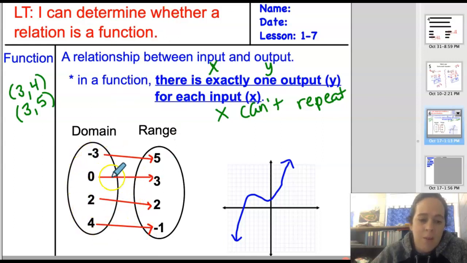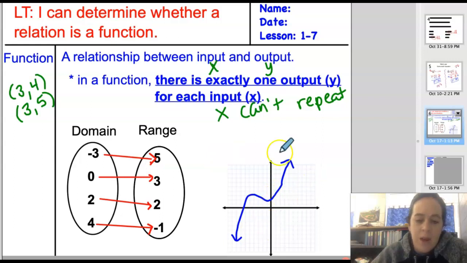If we were to have something like this and say, well, also 0 could go to 5, then it wouldn't be a function because 0 could go to two different things, which means that x value of 0 would be repeating. So right now, as it sits from the beginning, this is a function.